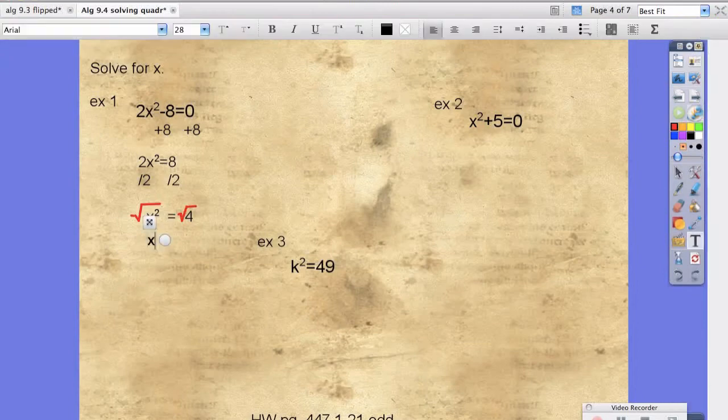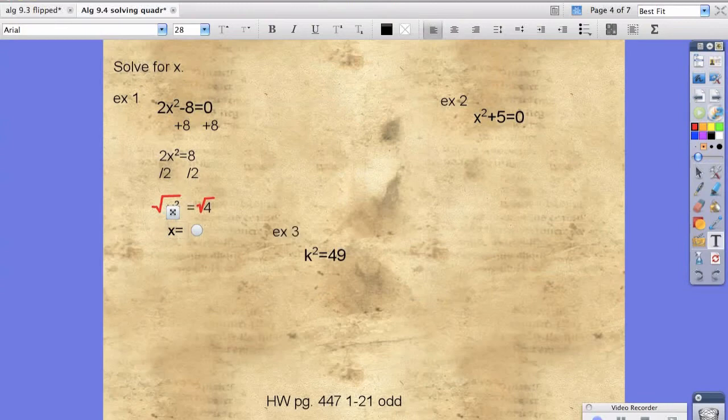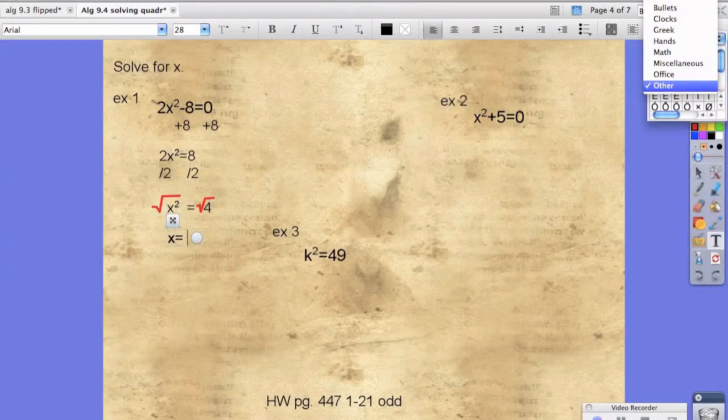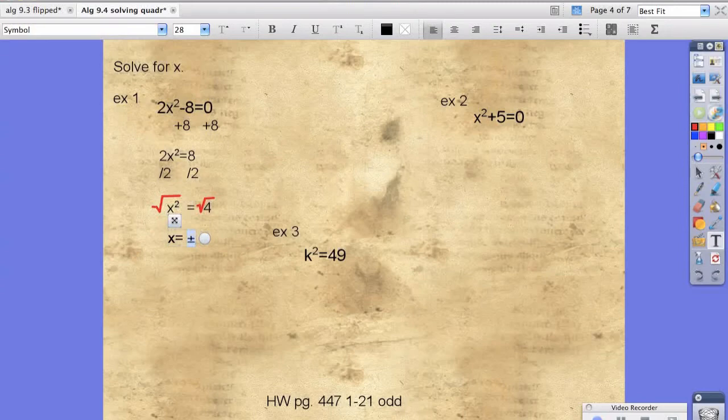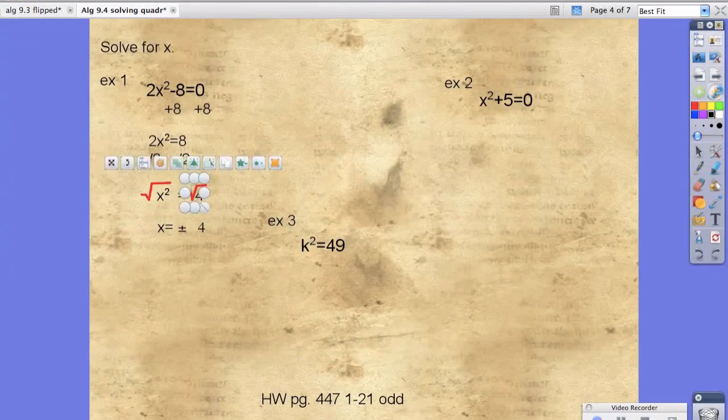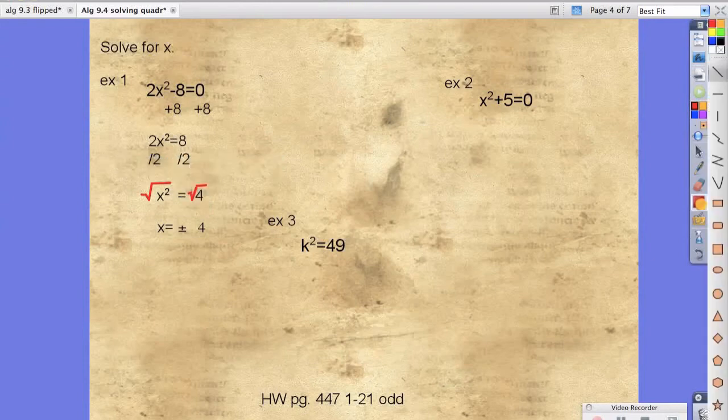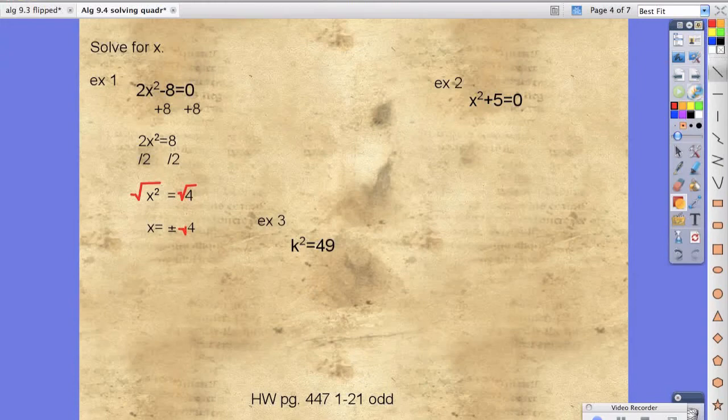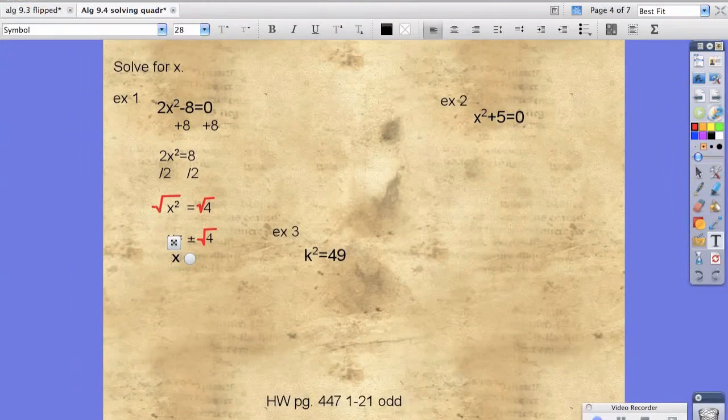And when you take the square root of an item, so the opposite, so a square and a square root, they cancel each other out. And then when you square root an item, it's very important that you add the plus or minus sign. So this should be plus or minus the square root of 4. So we have x is equal to plus or minus the square root of 4, so x equals plus or minus 2. So our two solutions would be plus 2 and minus 2.